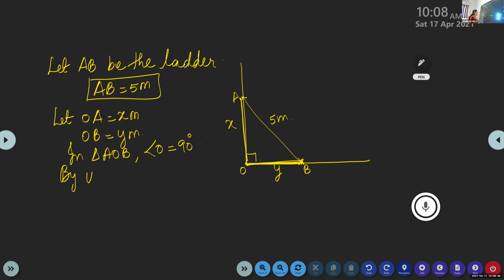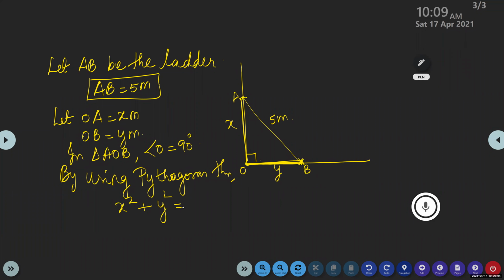So by using Pythagoras theorem, tell me children, what will we get? X square plus y square is equal to 5. Repeat it, Shubham. Is it 5? Hypotenuse square, 5 square. Yes. X square plus y square is equal to 5 square. So this is the relation connecting X, Y and the length of the ladder. Up to this, is it okay?